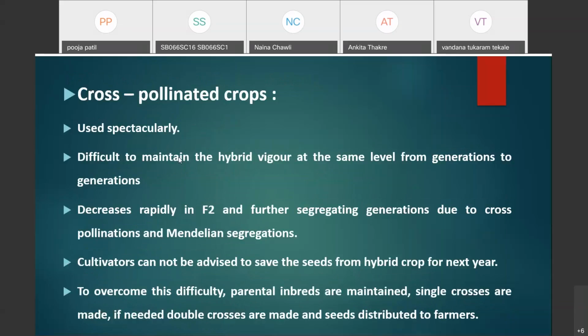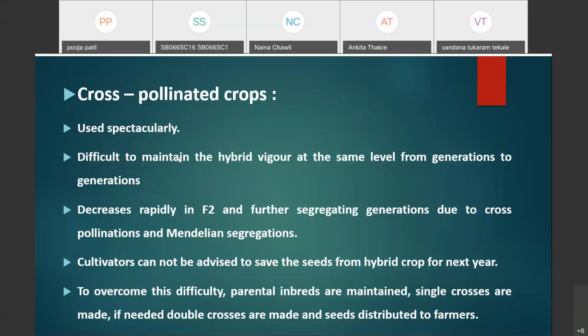Now, heterosis and hybrid vigor in the cross pollinated crops. This method is used spectacularly and extensively in cross pollinated crops. But another limitation is that there is a great difficulty in maintaining the hybrid vigor at the same level from generation to generation.